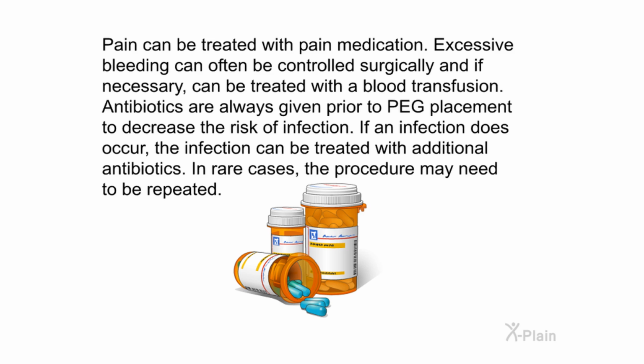Pain can be treated with pain medication. Excessive bleeding can often be controlled surgically and, if necessary, can be treated with a blood transfusion. Antibiotics are always given prior to PEG placement to decrease the risk of infection. If an infection does occur, the infection can be treated with additional antibiotics. In rare cases, the procedure may need to be repeated.